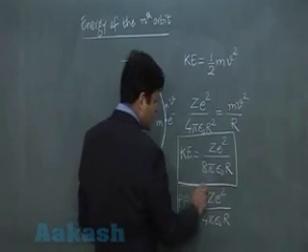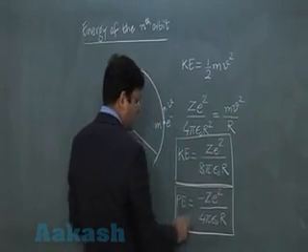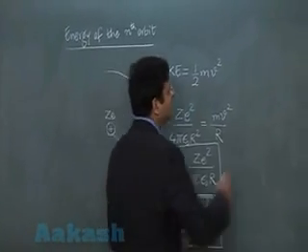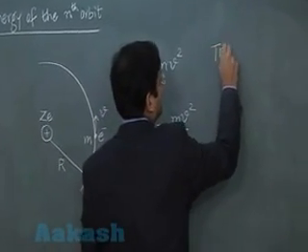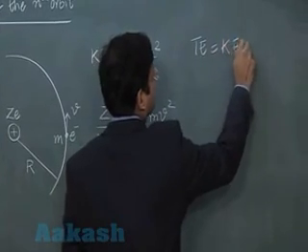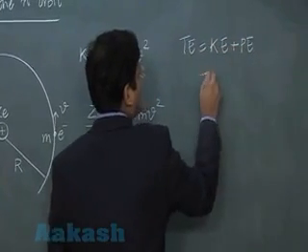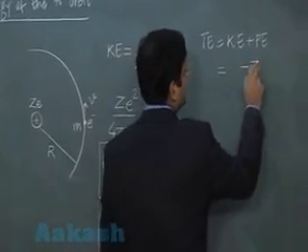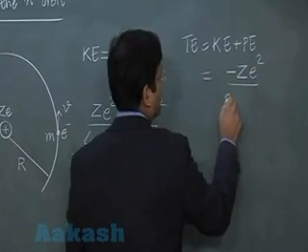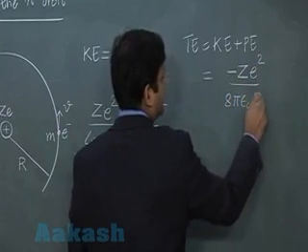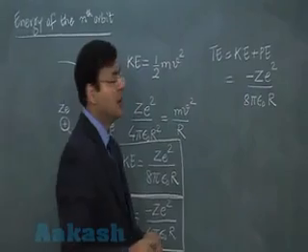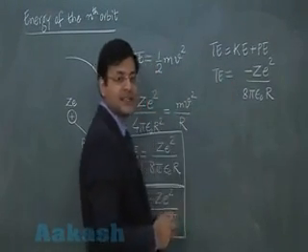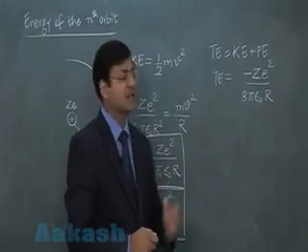So once you have expressed the potential energy this way, you can write down the expression for total energy. Total energy is the sum of kinetic energy and potential energy. If you sum these two, you get minus Ze square by 8 pi epsilon naught r. You understand? This is the expression for total energy, and essentially this is the total energy we are expected to talk about, the expression for any nth orbit.